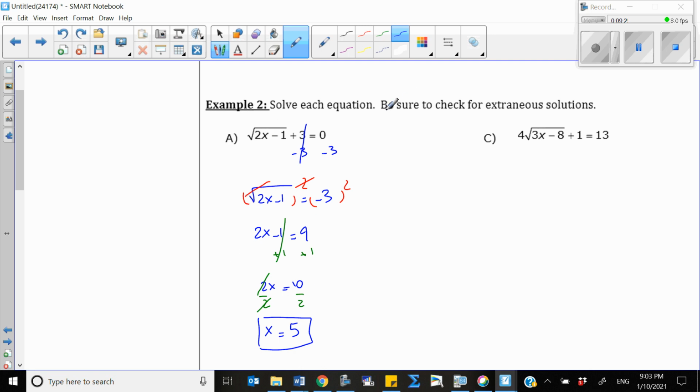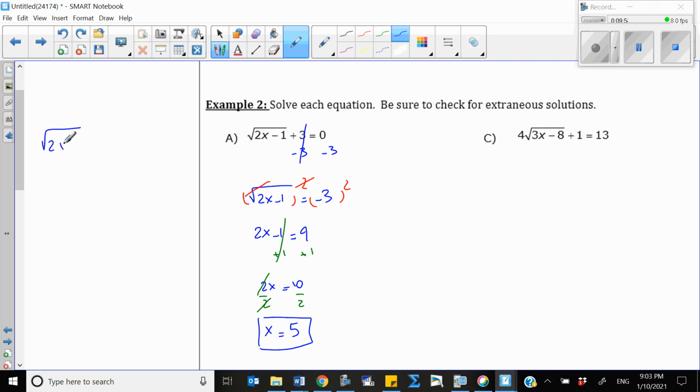But here's the point. We need to be sure to check for extraneous solutions. What is an extraneous solution? An extraneous solution is a solution that emerges in the process of solving an equation, but basically it's not a valid solution to the equation. So how do I know if it's an extraneous solution or not? I'm just going to plug this value, x equal to 5, into my equation and see if both sides are equal to each other or not.